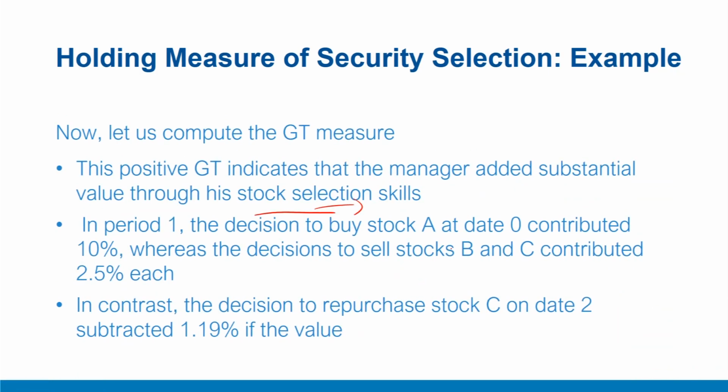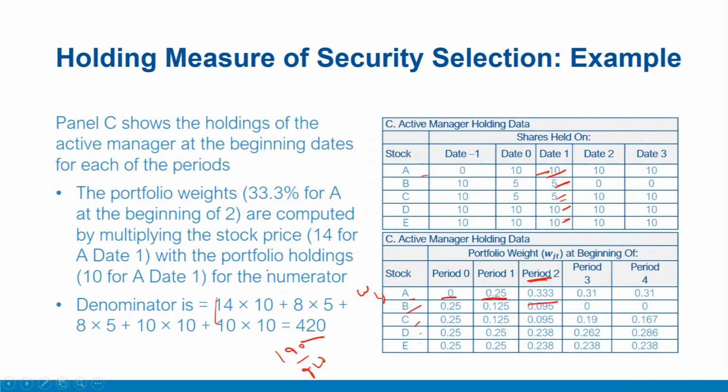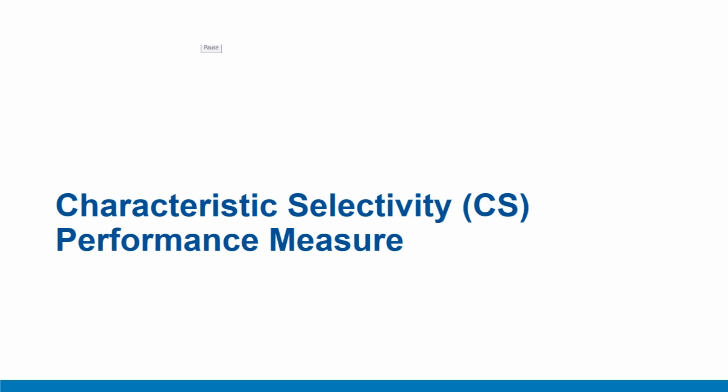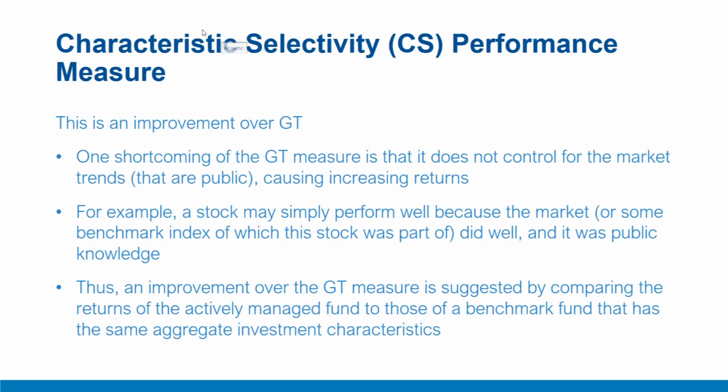So the decision to sell stocks in period 3, because he repurchased stock C on day 2, subtracted 1.19%. While in the previous periods, his decision to sell stock B and C contributed 2.5% each, as we can see here. In this video, we'll discuss an interesting measure of portfolio performance, characteristic selectivity or CS measure, which is an improvement over the previous measures like the GT measure.